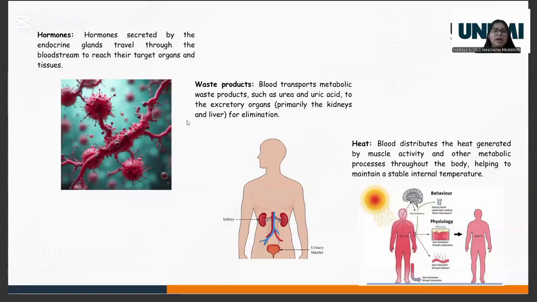Hormones: hormones are secreted by the endocrine glands through the bloodstream to reach the target organs and tissues. Waste products: blood transports metabolic waste products, such as urea and uric acid, to the excretory organs, primarily the kidneys and liver, for elimination. Heat: blood distributes the heat generated by muscle activity and other bodily processes throughout the body, helping to maintain a stable internal temperature.